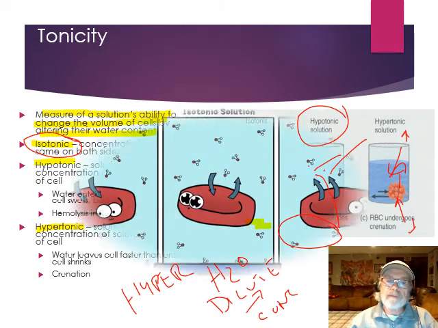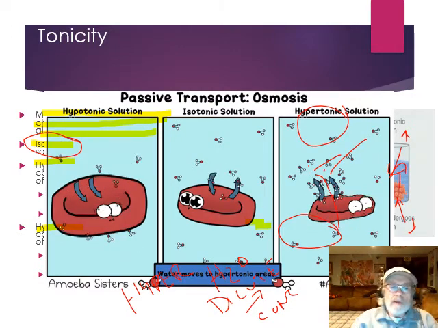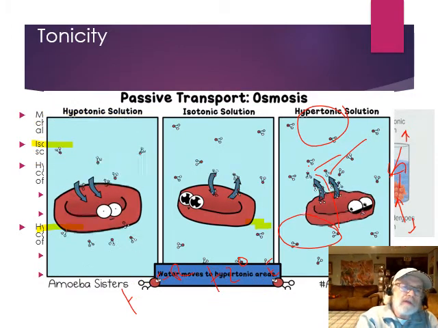Okay, and this just shows you. Let me get rid of all those pictures and stuff like that. Let me get rid of that so I can see this.